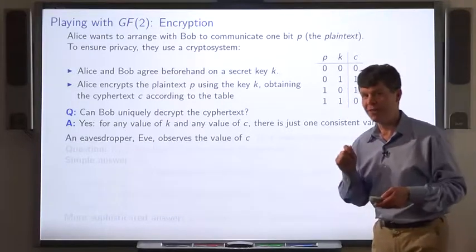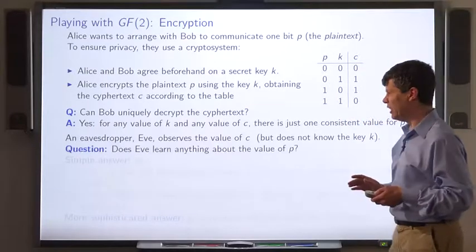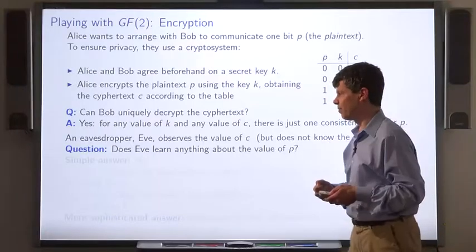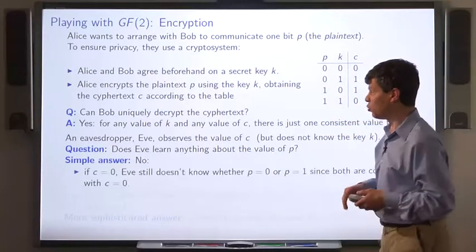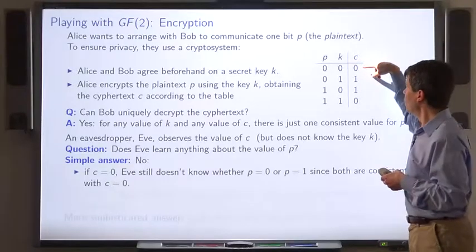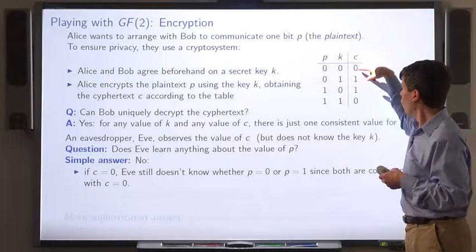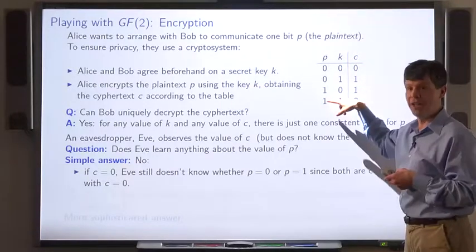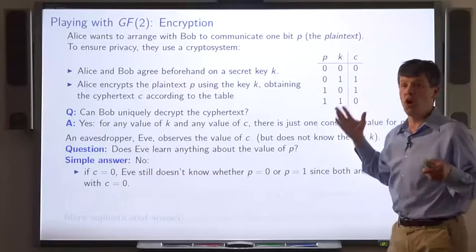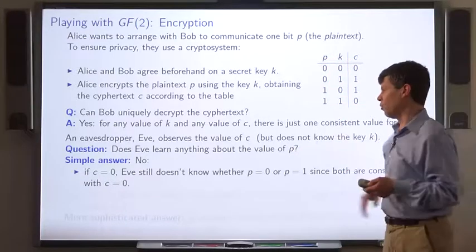Now suppose an eavesdropper, Eve, observes the value of C. She doesn't know the secret key. Can she learn anything about the plain text? And here's the simple answer, no, and here's why. Suppose that the ciphertext is 0. Remember, Eve doesn't know the key. She can look at this table and say, oh, the ciphertext is 0, so maybe the plain text is 0. That's the case if the key is 0. Or maybe the plain text is 1 if the key is 1. Since she doesn't know whether the key is 0 or 1, she can't figure out whether the plain text is 0 or 1.